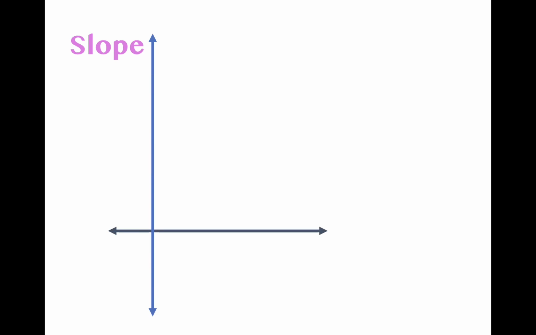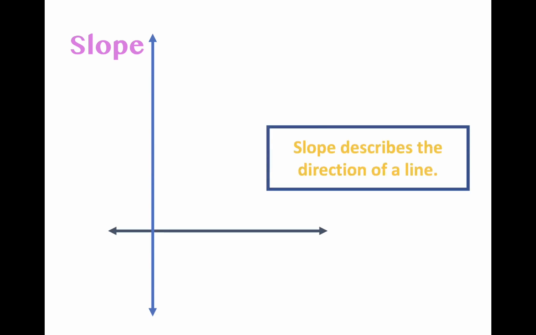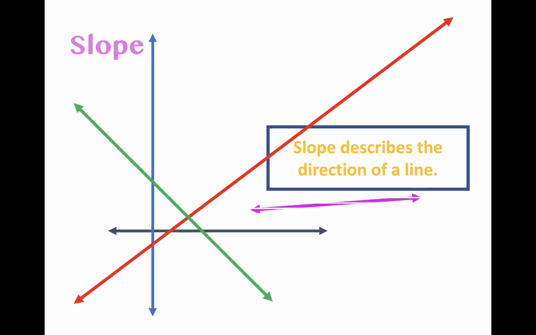For the slope, here. Ayan. Slope describes the direction of a line. Ayan. So, marami yan. Kahit anong dyan, di ba? So, slope. Ayan. Depende.